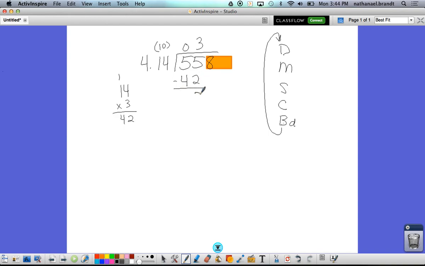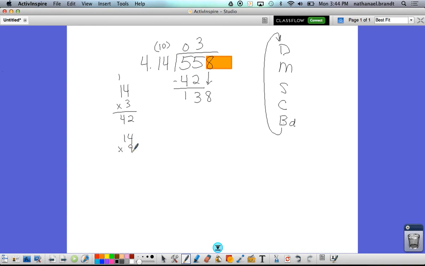5 minus 2 is 3. 5 minus 4 is 1. That's 13. 13 is less than 14. I can bring down the 8. So I go back up to the top to do division. 138 divided by 14. Well, as I look at that, 14 times 10 is 140. So I can't use 10, and you can't put a 2-digit number up here. So I'm going to try 9.